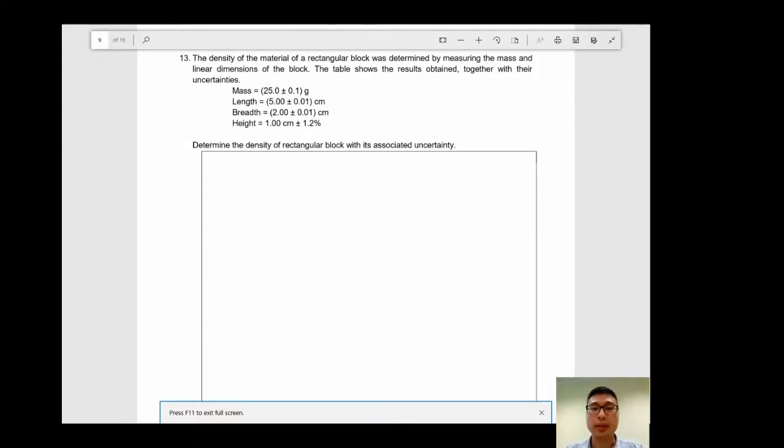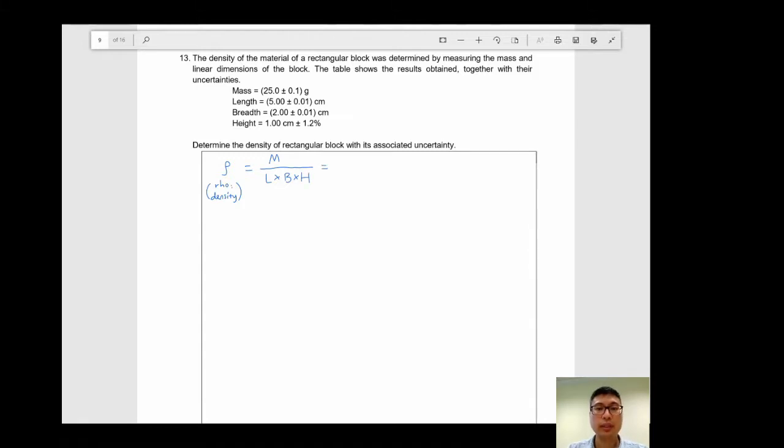Okay, now let's take a look at question 13, and we need to find the density of this rectangular block. Now first, let's write down the equation for density. Now density is usually given by a Greek letter, rho. Now the density will be the mass divided by volume. But what's the volume? Length, breadth, and height.